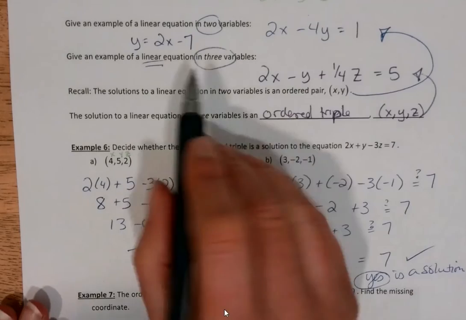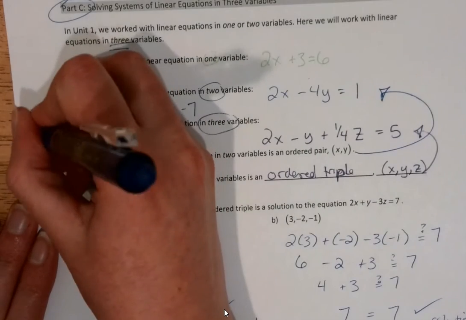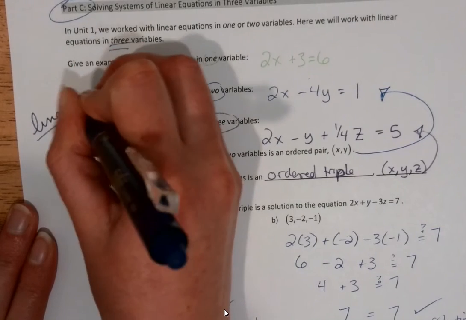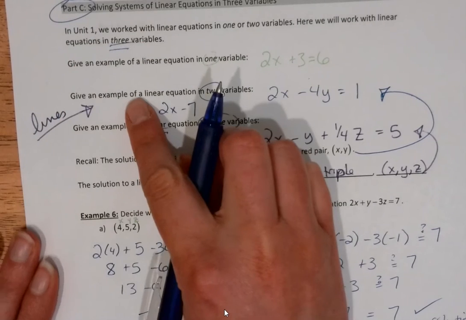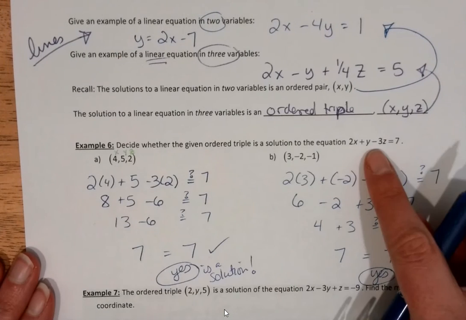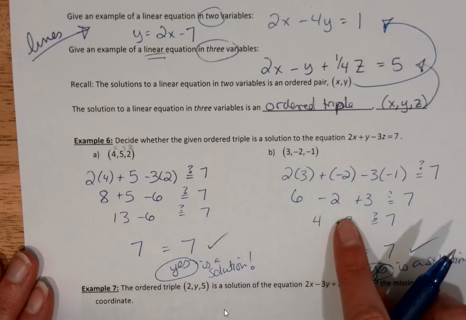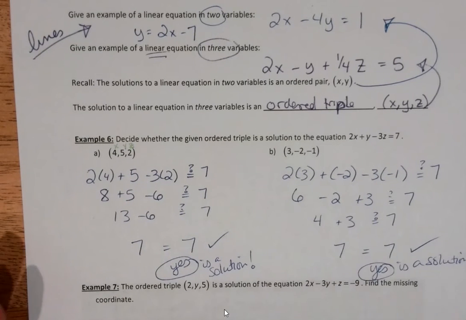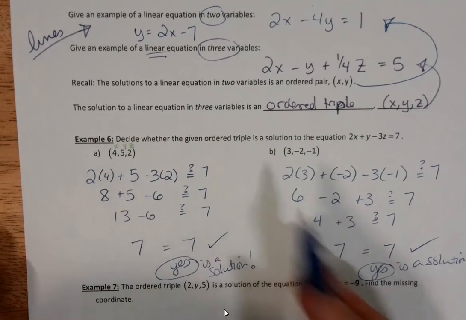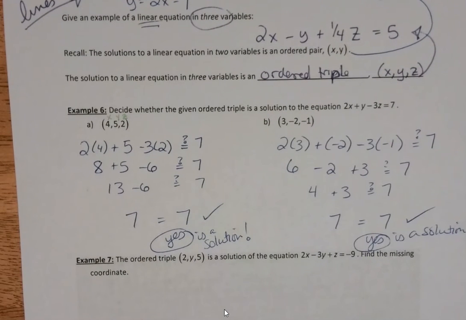Just like our two variable equations, recall that our two variable equations are going to graph as lines. They have infinitely many solutions. Any point on the line will be a solution. These will also have infinitely many solutions. The two I picked happen to be solutions. There are also infinitely many possibilities for ordered triples that are not solutions. So each ordered triple needs to be checked to see if it is a solution or not. Both of those happen to be.